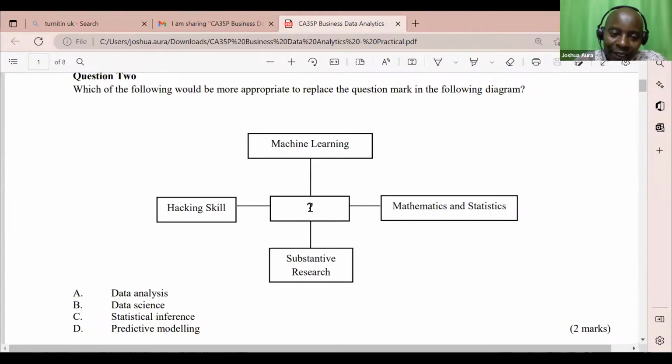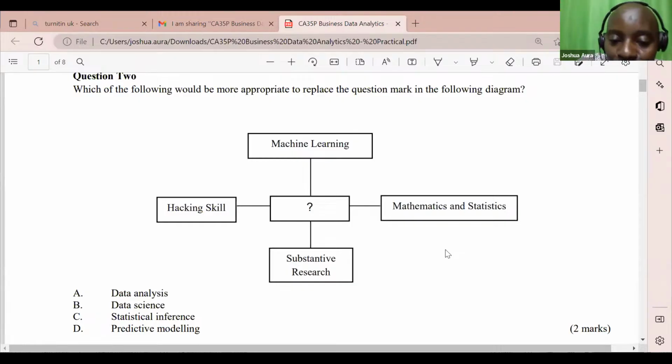Is that a description of data analysis? Is it a description of data science? Is it statistical inference, which is about statistics? So C, I'll eliminate C. Predictive modeling, I can't see it very well, but of course, I'd also mentioned something to do with prediction, so it can't be. So it is between A and B.